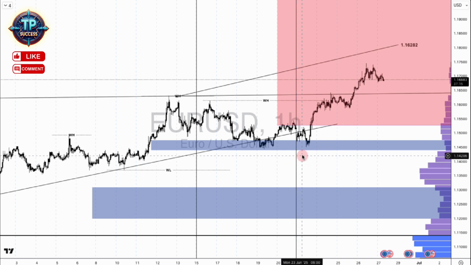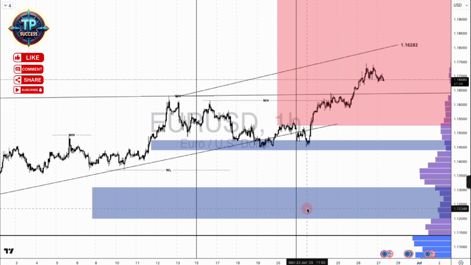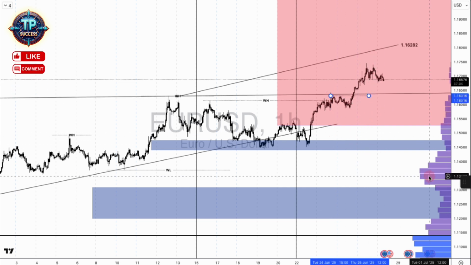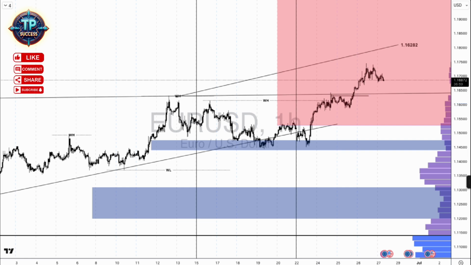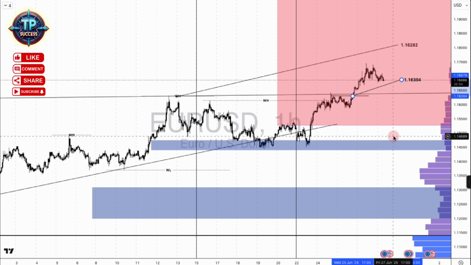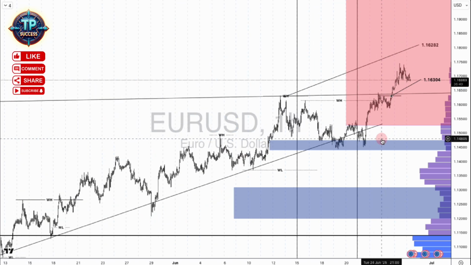So I probably would have needed a high around this level over here taken out. So let's say this level right here taken out, I most likely would have required that before I jumped in, and that level in question would be 1.1304, right? So that's what I would have been looking for.